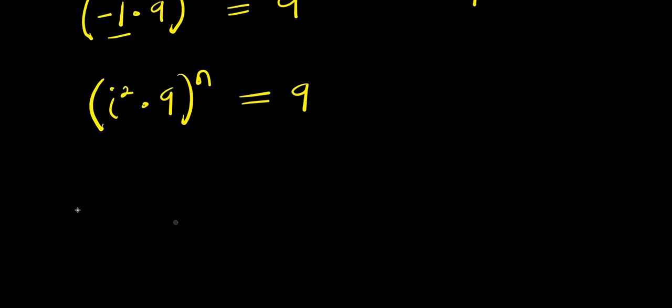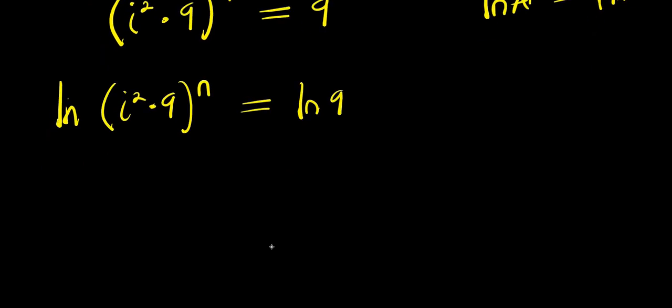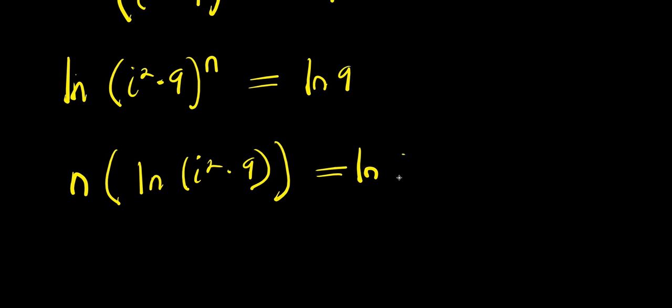Then we can apply natural log. I have natural log of i power 2 times 9 raised to the power of n equals natural log of 9. Now, if you have natural log of a power p, this equals p times natural log a. So we have n times natural log of i power 2 times 9, and this equals natural log 9.